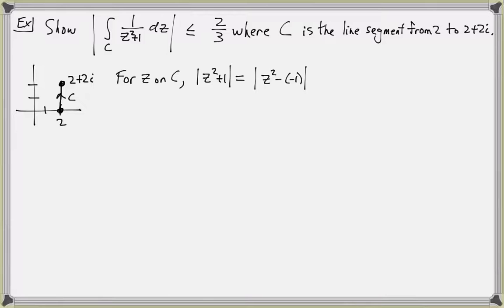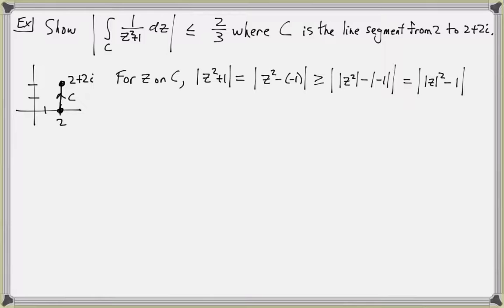I'm doing this so I can use the triangle inequality and write this as greater than or equal to the absolute value of z squared minus the absolute value of negative 1. So this is a corollary of the triangle inequality. Now, the absolute value of z squared is the same as the absolute value of z, the quantity squared, minus the absolute value of negative 1, which is 1.